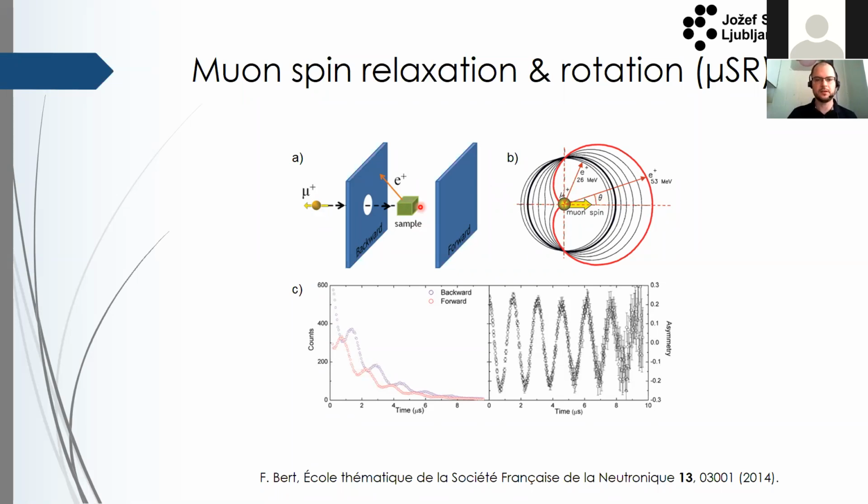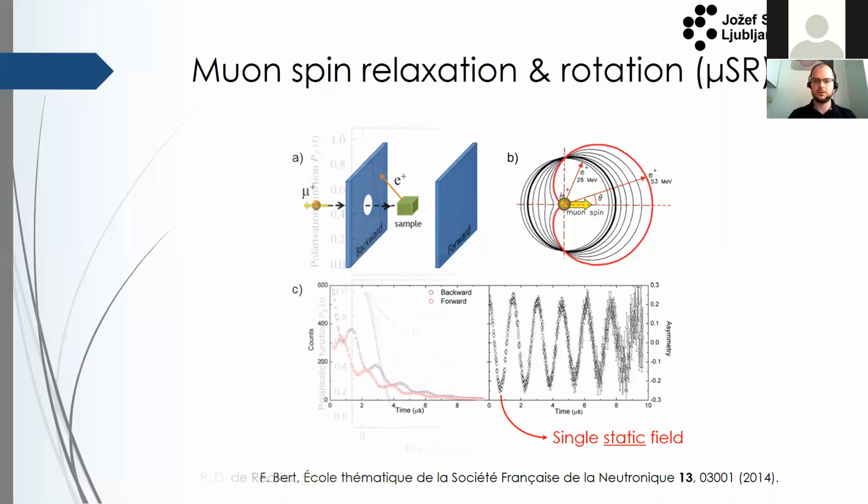So if we track the number of positrons that are emitted in the backward detector versus the forward detector versus time, we can see how the muon spin precesses in internal fields inside the sample. So for example, if we see such a signal for the relative difference between the forward and backward detectors, a nice cosine, we know that the muon is experiencing a single field that is static on the muon time window.